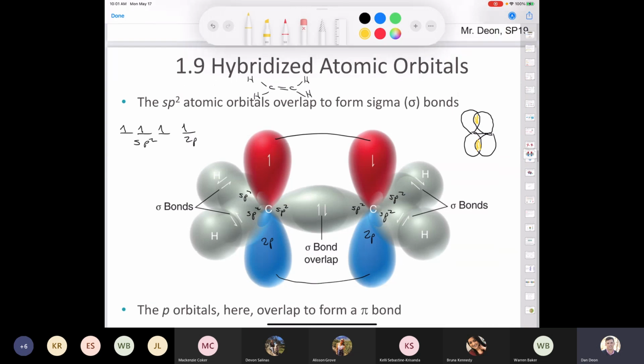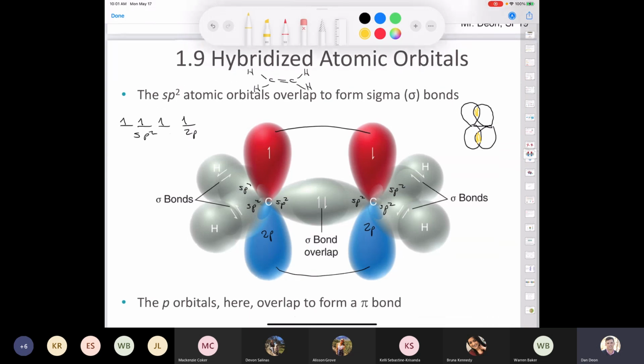It's significantly weaker. All right, give me a thumbs up if you follow me on the whole concept of hybridization to make an sp3 or an sp2 hybridized carbon. sp3 hybridized carbons will have a tetrahedral geometry.